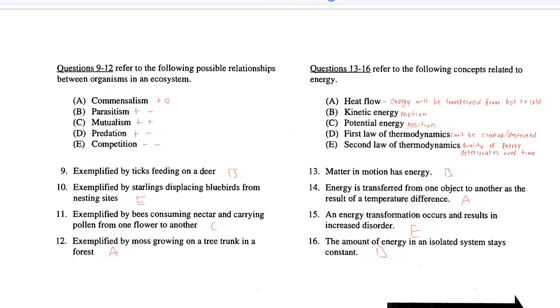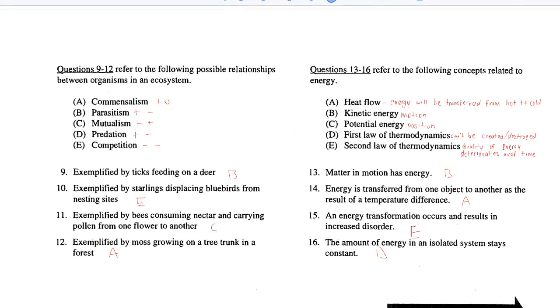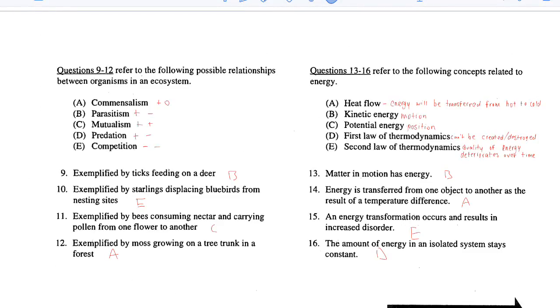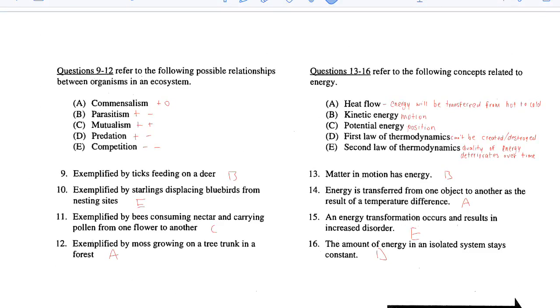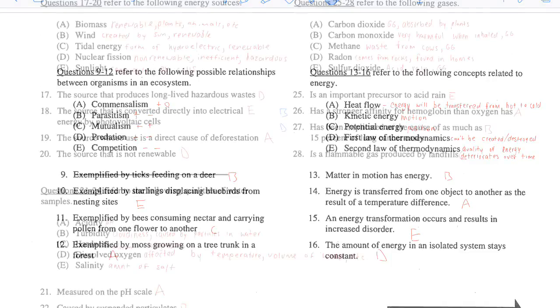Number 13, matter in motion has energy, is option B, kinetic energy. Number 14, energy is transferred from one object to another as the result of a temperature difference, is A, heat flow. Number 15, an energy transformation occurs and results in increased disorder, is E, the second law of thermodynamics. Number 16, the amount of energy in an isolated system stays constant, is D, the first law of thermodynamics.